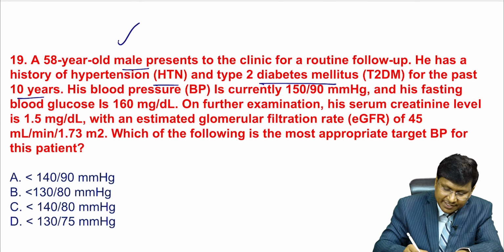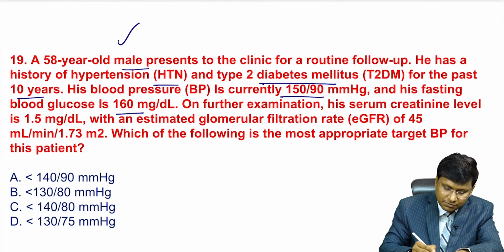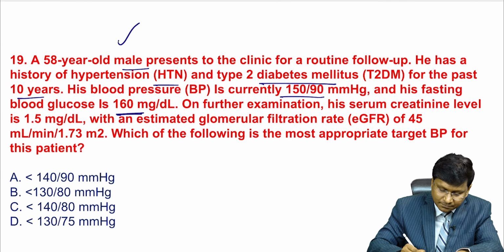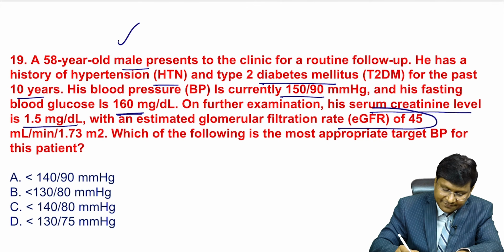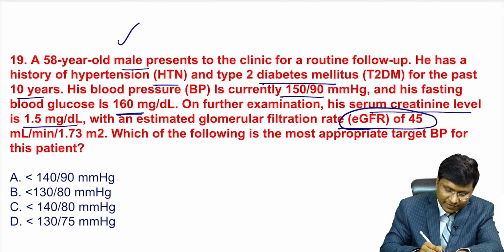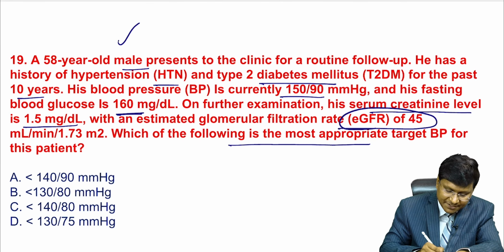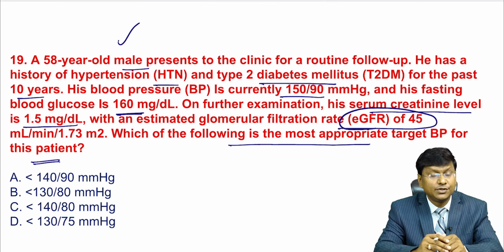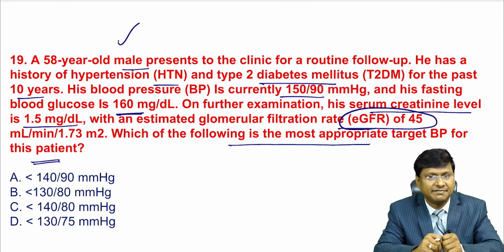His blood pressure is currently 150/90 and his fasting blood glucose is 160 milligrams per deciliter. On further examination, his serum creatinine level is 1.5 milligrams per deciliter and estimated GFR is 45 ml per minute per 1.73 meter square. Which of the following is the most appropriate target blood pressure for this patient? The options are less than 140/90, less than 130/80, less than 140/80, less than 130/75.